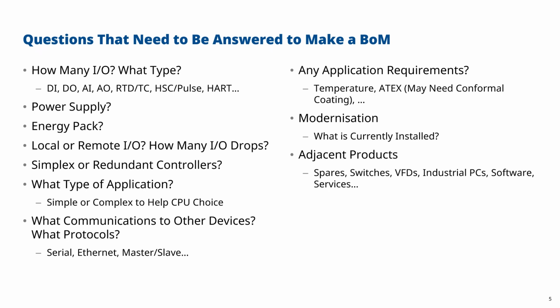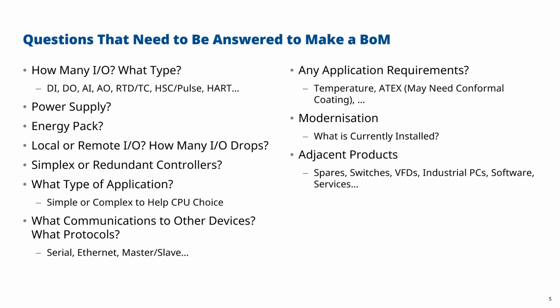Now, there are many questions that need to be answered in order to make the bill of material, but they come down to a few simple questions, but there are lots of options that might also need to be addressed. But at the basic level, the first thing we need to know is how many I/O and what type. So for example, discrete in, discrete out, or digital in, digital out, analog in, analog out, any RTDs or thermocouples, any high-speed counters or pulse inputs, any HART I/O. We might need to know what is the power supply, either is it DC or AC. Maybe is an energy pack required in order to store values across a power fail for non-retentive storage.